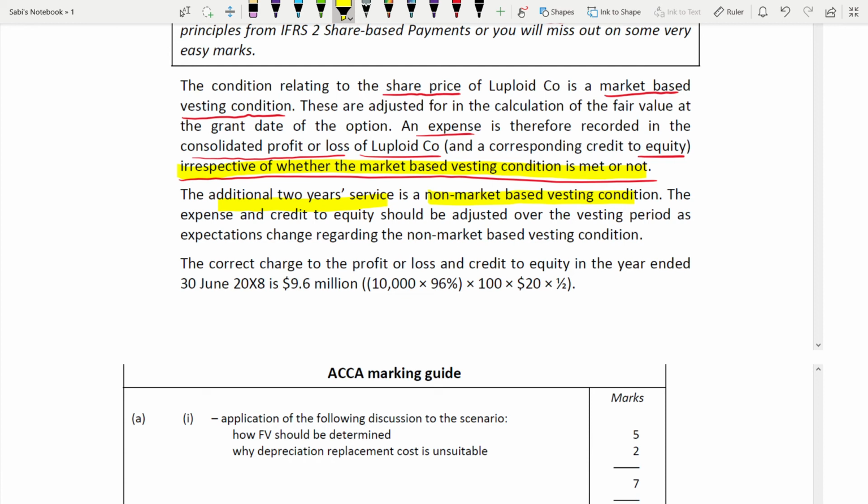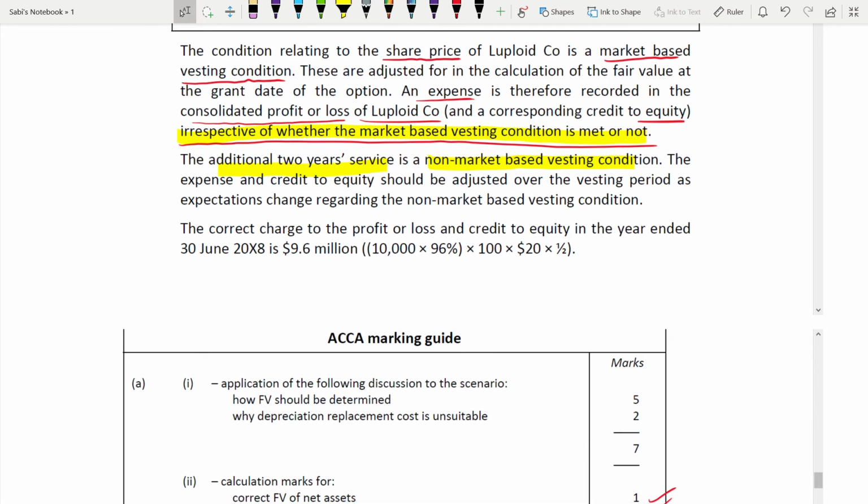So the expense and the credit to equity should be adjusted over the vesting period as expectations change regarding the non-market-based vesting conditions. You see expectation changes. First they told, I think, 10% employees will leave. Then they told by 30th June 2008, 4% will leave. So expectation change, right? It's a non-market-based condition and it changes. So because of that, you have to adjust also. The expense and the credit to equity has to be adjusted over what? Vesting period.